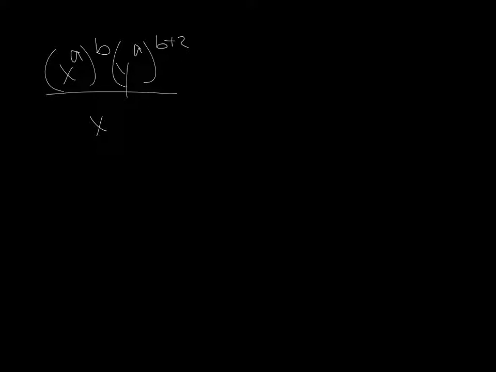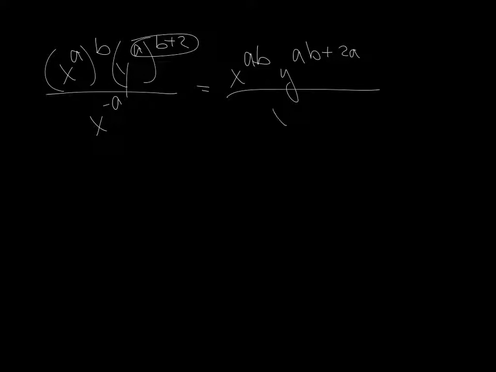Let's go to 83.4. We have x to the a to the b power, y to the a to the b plus 2, and we're going to put that over x to the minus a. Alright, so let's go ahead and do the power rule on top. So a times b is ab, y to the, and we're going to distribute that, ab plus 2a, and that is going to continue over x to the minus a.